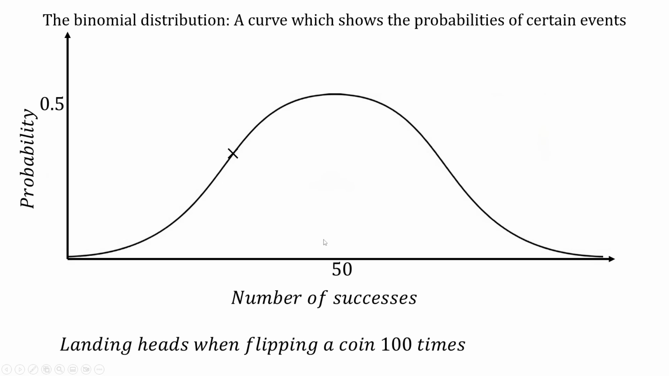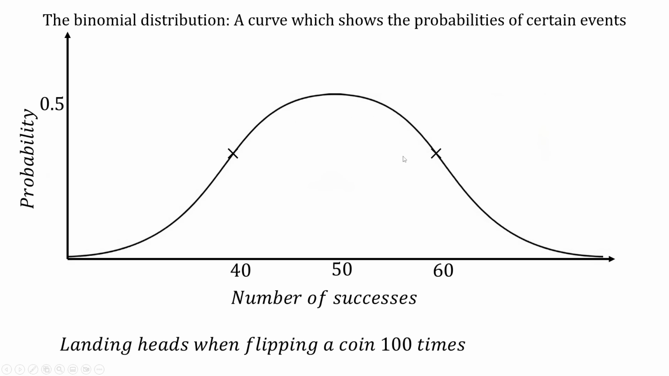Say if you got 40 heads, you might have a probability somewhere here, a bit lower than 50%. I don't know exactly what it is. But it would be lower, because getting 40 heads would suggest that the coin might be biased against heads. It could also be higher. So if you got 60 heads, it could be somewhere over here.